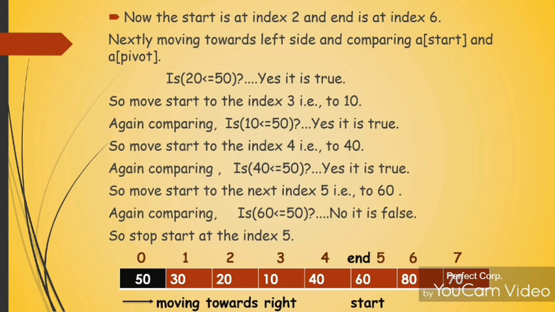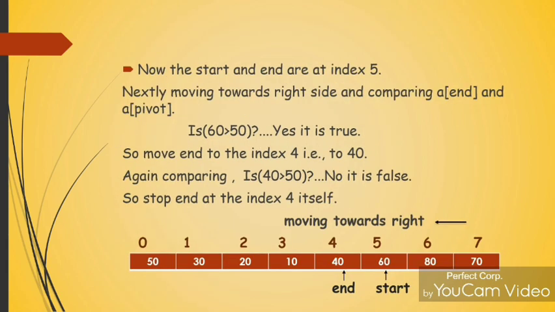Again comparing. Is 40 less than or equal to 50? Yes, it is true. So move start to the index 5, that is to element 60. Again comparing. Is 60 less than or equal to 50? No, it is false. So start stays at the index 5 itself. Now the start is at index 5 and end is at index 6.